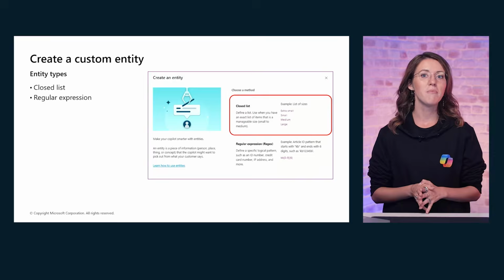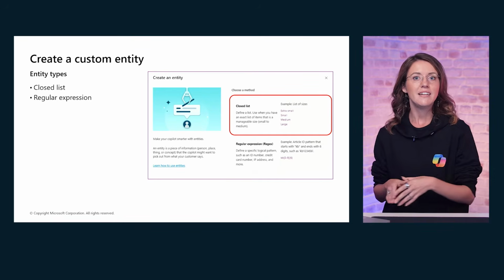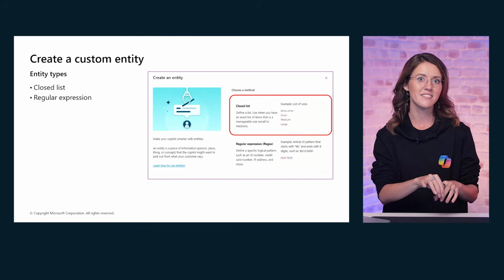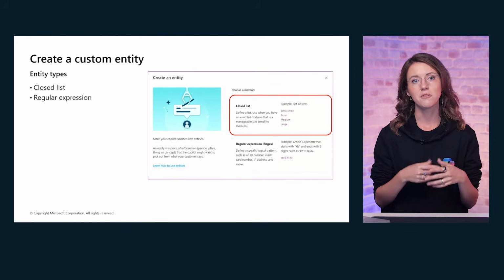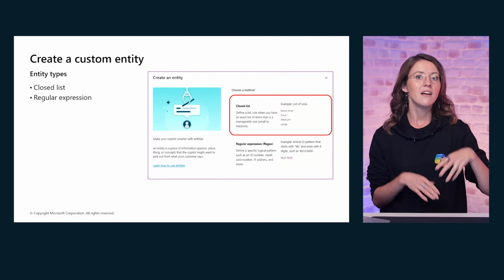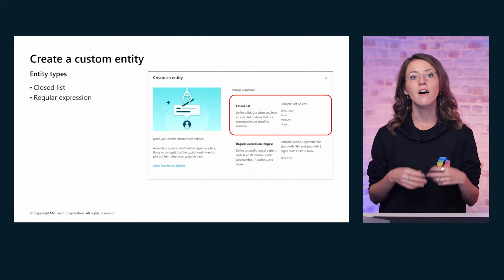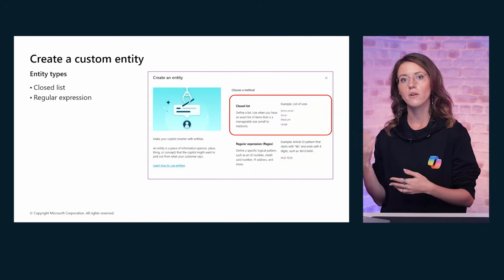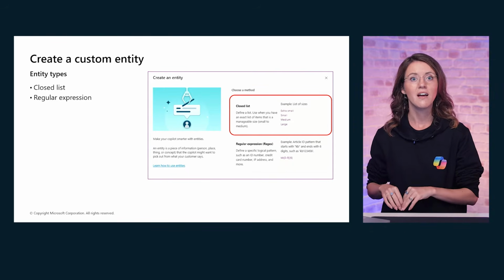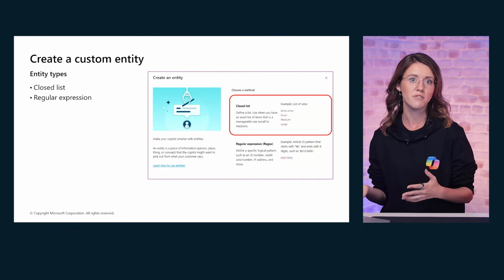Creating custom entities in Microsoft Copilot Studio is a great way to tailor the AI to your specific needs. It's a straightforward process. Start by opening the settings, then head to the Entities tab. Click Add an Entity. To begin, you will choose between two types. The first is a closed list. This is great when you have a small, specific set of options like sizes, departments, or locations. The second is a regular expression or regex. This type is used for patterns like ID numbers, credit card numbers, or IP addresses.